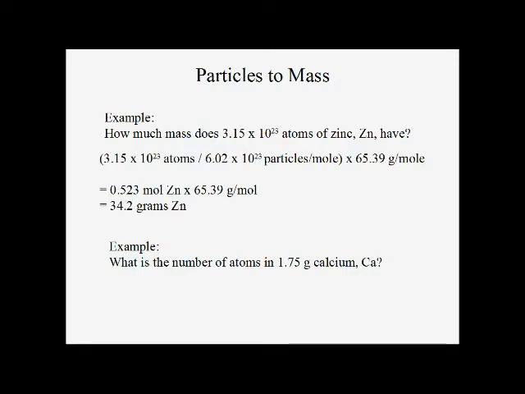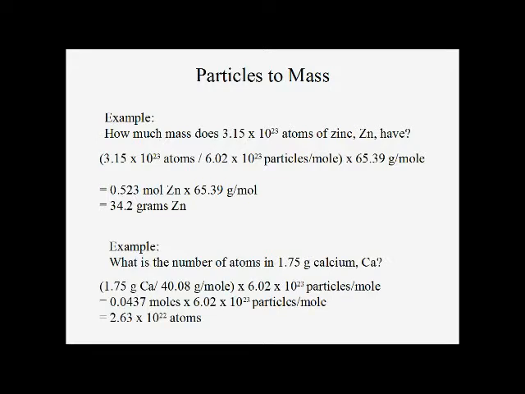We can go the other way. So if we have 1.75 grams of calcium, how many atoms do we have? So we're going to start converting our calcium into moles, grams of calcium into moles, by dividing mass by molar mass of calcium. That will give us moles of calcium, and then we multiply by Avogadro's number to get particles. So we have 0.0437 moles of calcium, or 2.63 times 10 to the power 22 atoms of calcium.